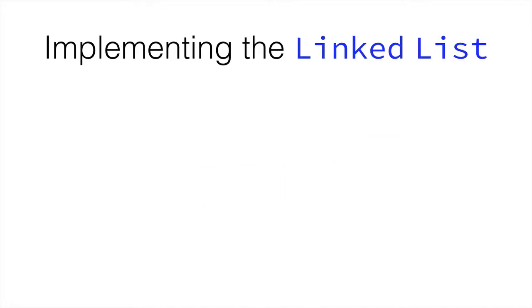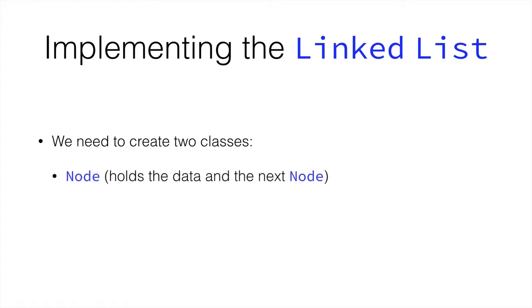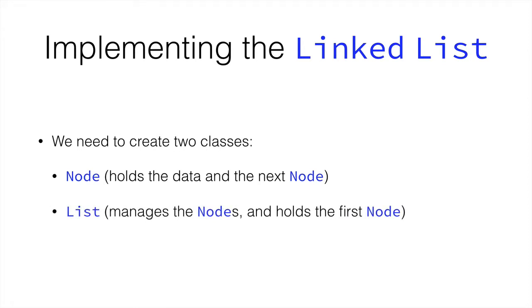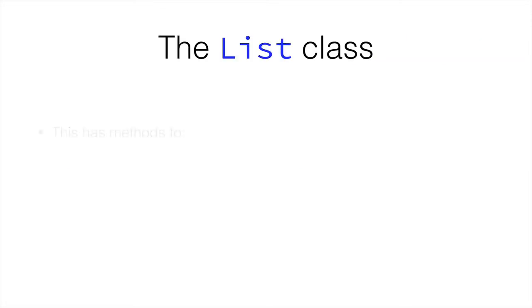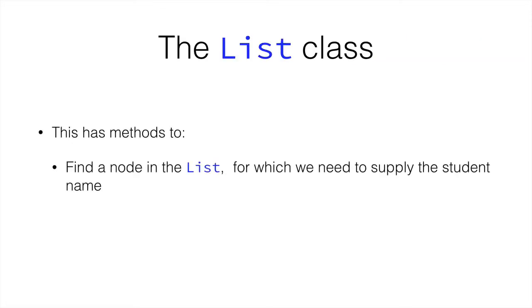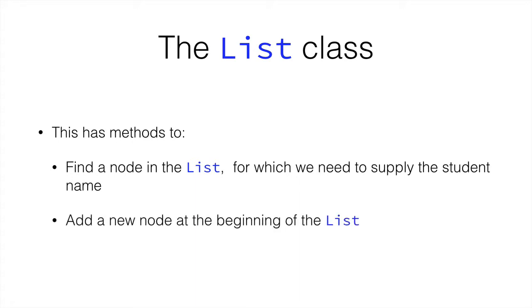So how could we implement this linked list? We're going to need two classes. One to store the data, which is the node, stores the data and the next node, and another one which is the list. The list is going to manage the nodes, adding new nodes to the list and finding a node in the list, for example. And also is going to hold the first node, because if each node points to the next one, then there is no node to point to the first one. This is why our list class exists as well, in order to hold this reference to the first node in the list. So the list class has methods to find a node in the list, for which we need to supply the student name, and add a new node at the beginning of the list.